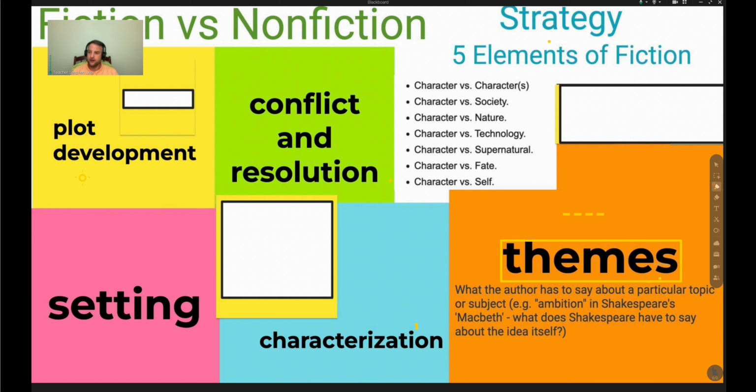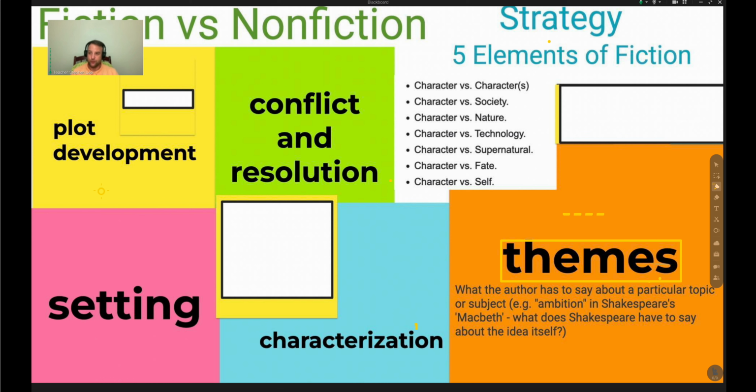So plot development is very important, along with conflict and resolution, setting, and characterization, in understanding themes of fiction. Now, themes can be built in nonfiction as well. The best authors are able to do that. For example, Into the Wild is a great example of bringing in characterization, setting, conflict, resolution, and plot development. All of those things that we would expect to find in fiction can be found in some of the best nonfiction, which is really exciting to sit down and understand what themes are in nonfiction.